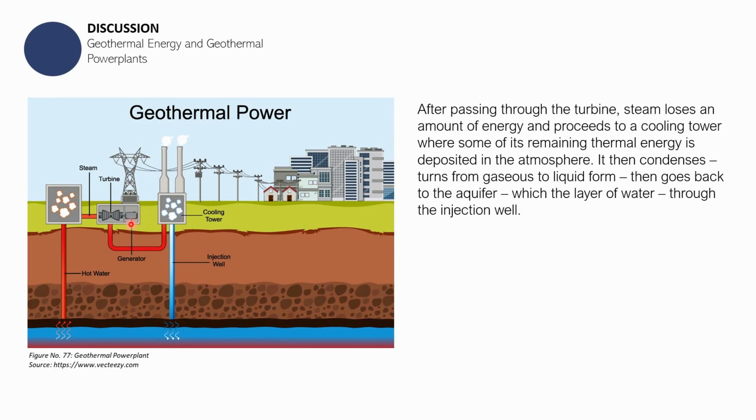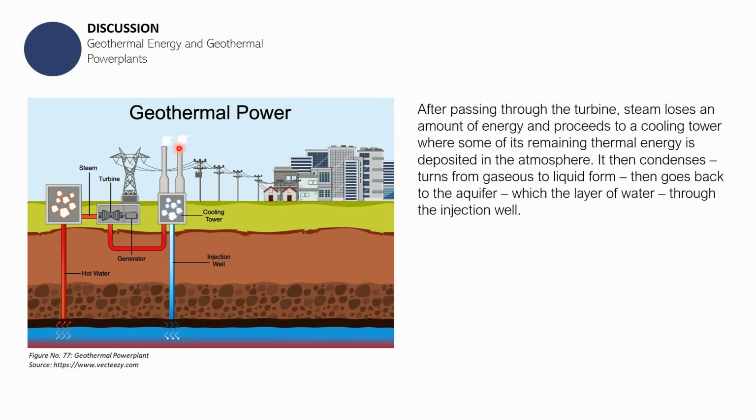Now, pagka tapos na mag-pass through sa turbine yung steam, it will lose a very significant amount of energy. Okay, so it will lose a very significant amount of energy kasi meron na siyang na-transform na yung energy, di ba? From thermal energy, naging mechanical energy. The mechanical energy that was caused to the turbine. And then the mechanical energy was turned into electrical energy. So since ganun yung nangyari, nag-transfer na ng energy sa steam, mawawalan siya niyan ng energy. And then magpo-proceed siya sa cooling tower.